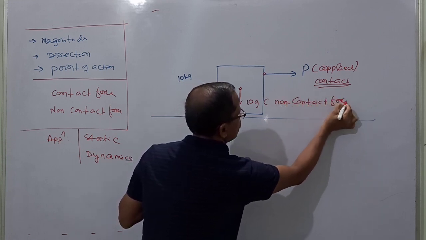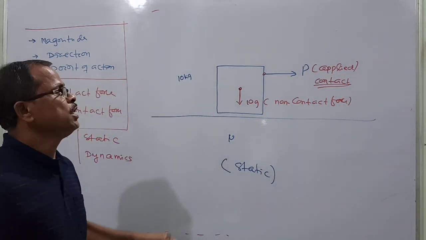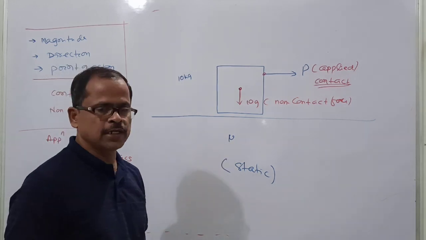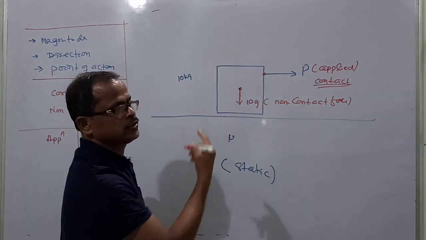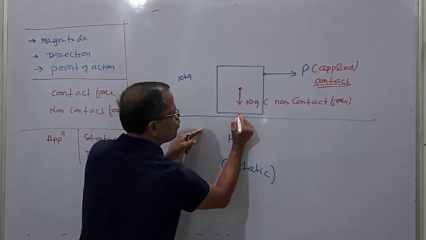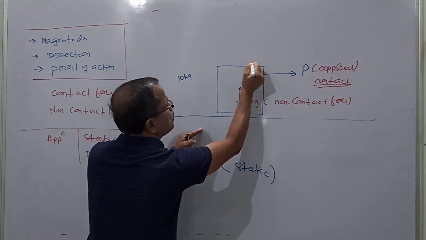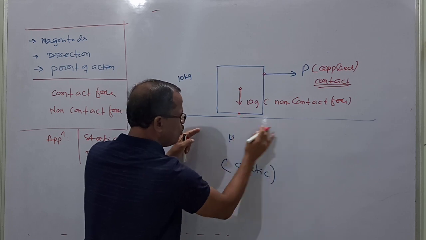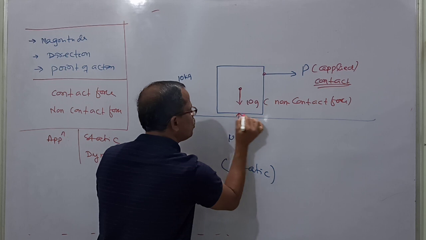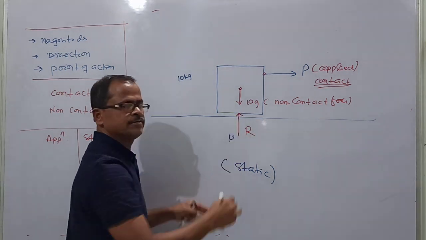Now the next force: this body is placed on the ground, so the ground is giving a reaction. Where will that reaction act? The ground is touching the floor of the block. This is the block, and this is the floor of the block. The ground below will give a reaction, and it touches the floor of the block. So that is the reaction.